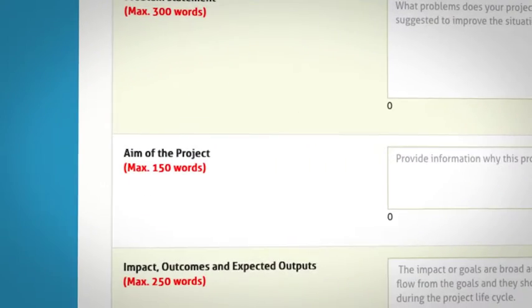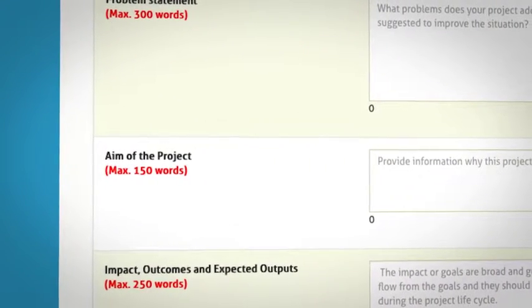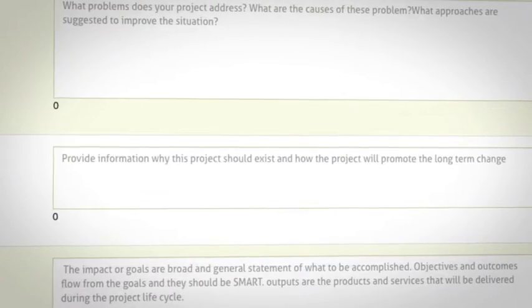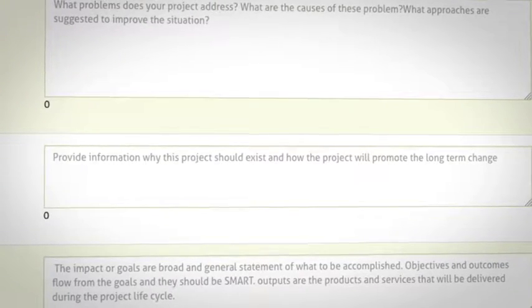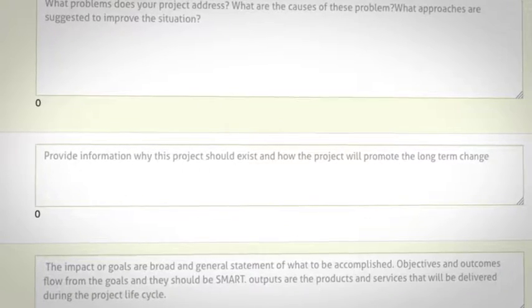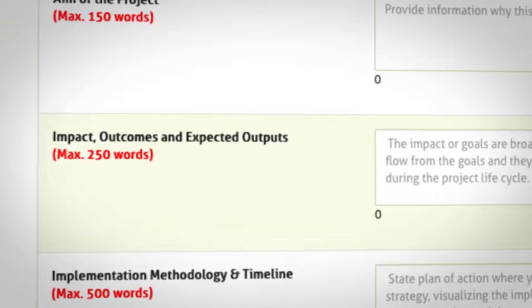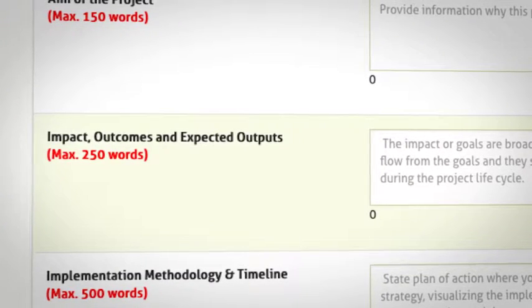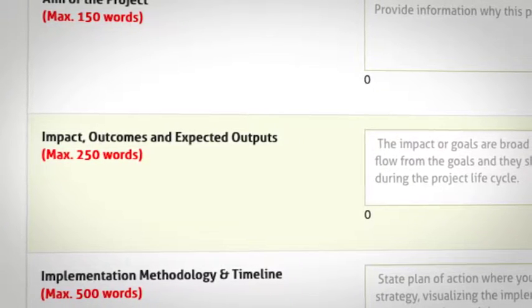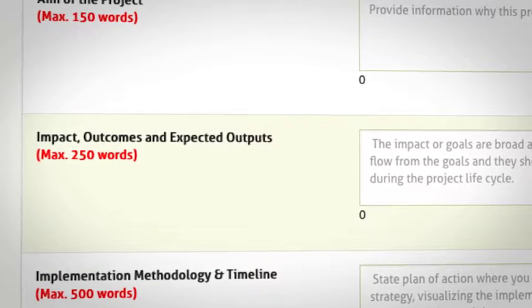Then we come to the aim of the project section, where you need to provide information that tells the reader why this project should exist and how the project will promote long-term change. The next section the proposal gets into is your solution to the problem. It will usually begin with the statement of the project impact, outcomes, and expected outputs.